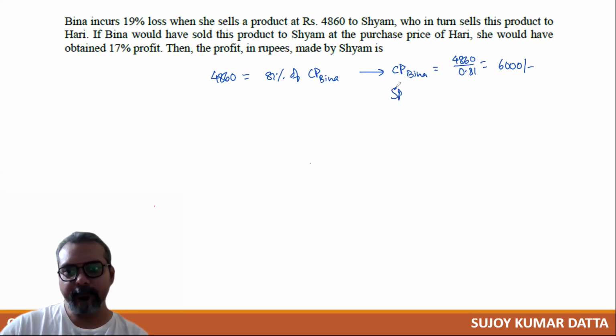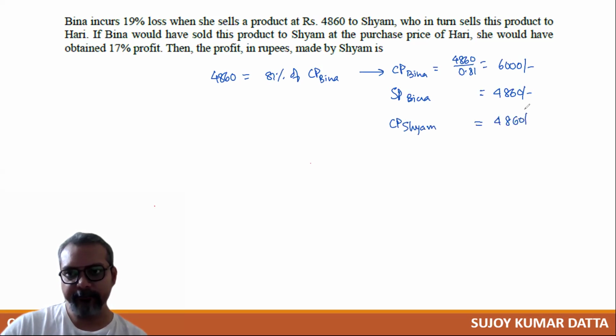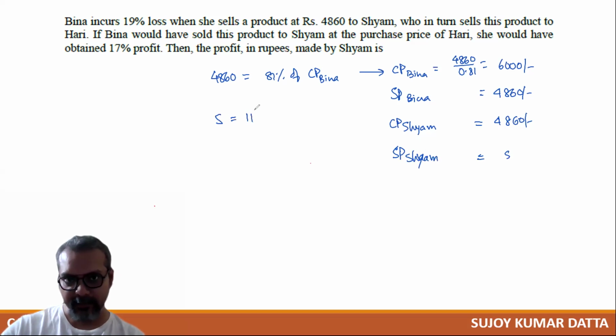Next, since the selling price of Bina is 4860 and she sold it to Sham, so the cost price is 4860. Now it says that Sham sold this product to Hari, and if Bina would have sold this product to Sham at the purchase price of Hari, so if the selling price of Sham basically, so if Bina had sold it at S, that would have been 17% profit. So we can say that S is 117% of the cost price, 6,000. So that comes out to be 7,020.